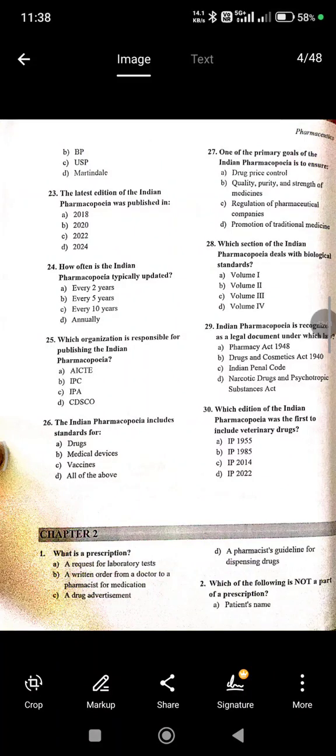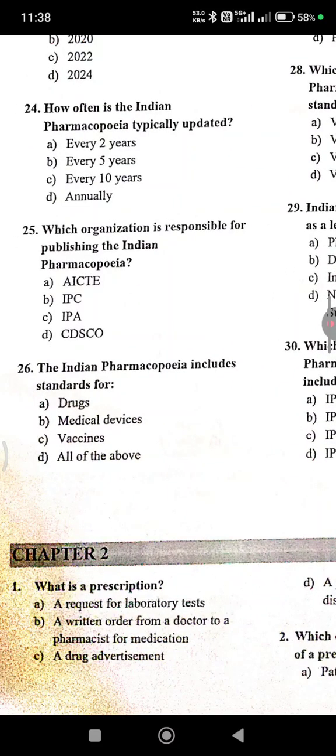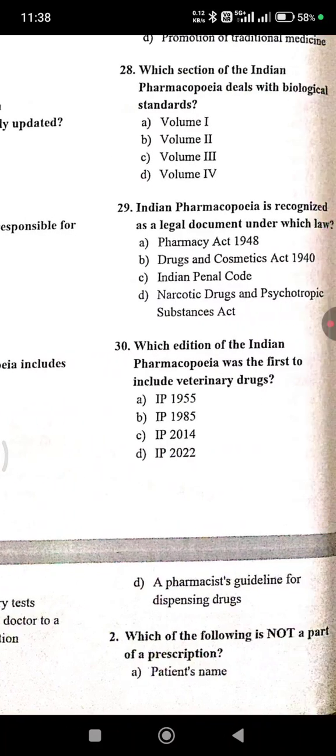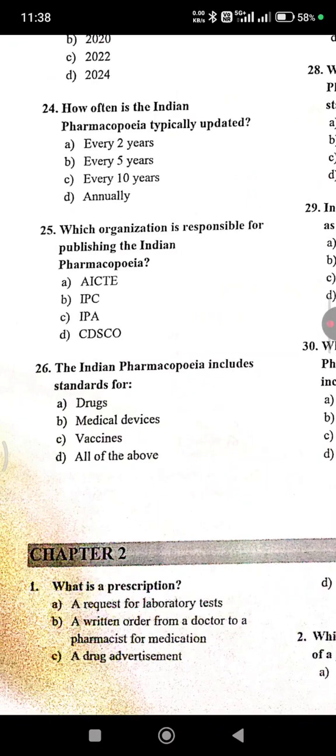Students, let us go to chapter number 2. Question number 1 is about pharmaceutics. What is a prescription? A required laboratory test, a written order from a doctor to a pharmacist for medication, a drug advertisement, or option D, a pharmacist guideline for dispensing drugs. It is a written order from a doctor to a pharmacist for medication. That is option number B.